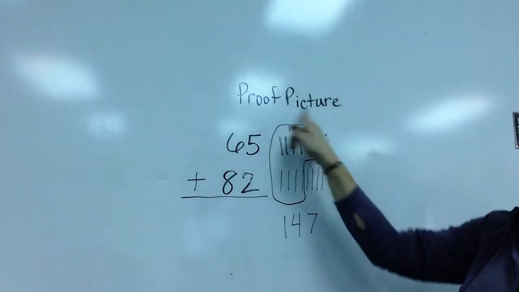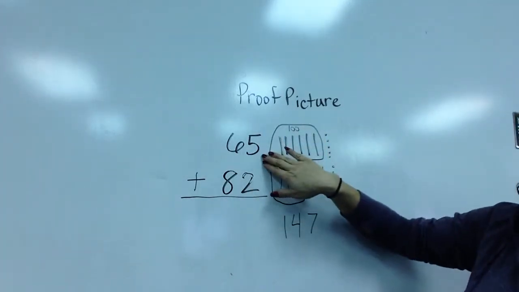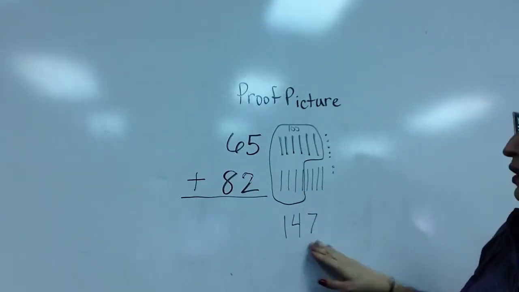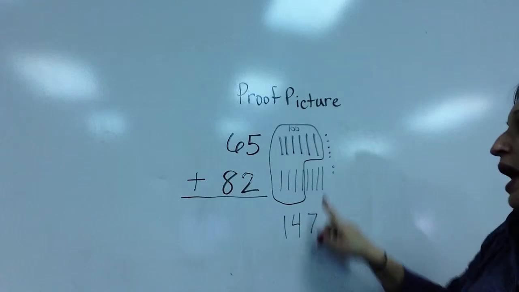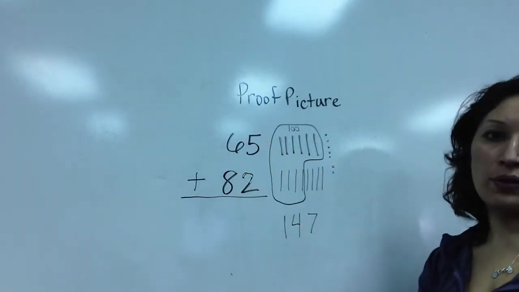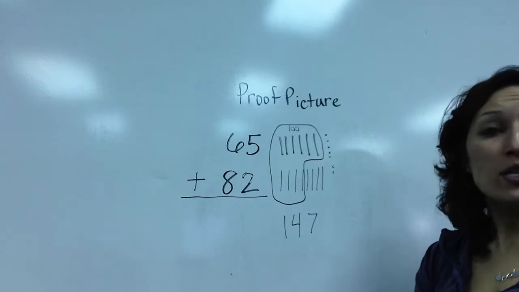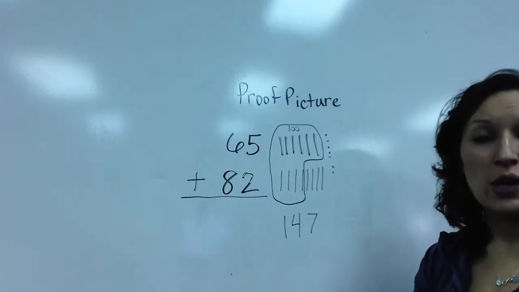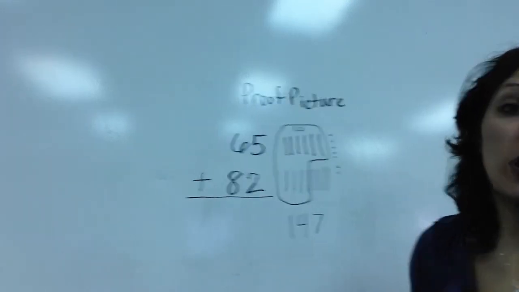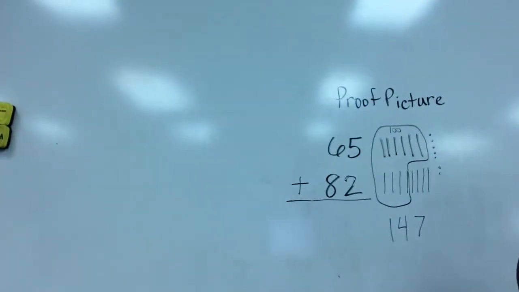My proof picture tells me that when I have 65 and I put it together with 82, my total is going to be 147. I made a new 100 when I put these two together. We also want to remember that there are strategies that we need to use to make that 100. The same exact strategies that we used when we were making a new 10.